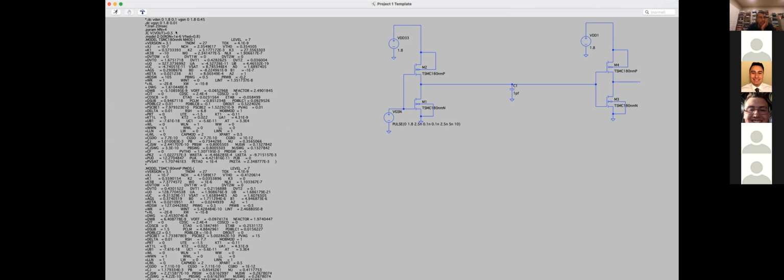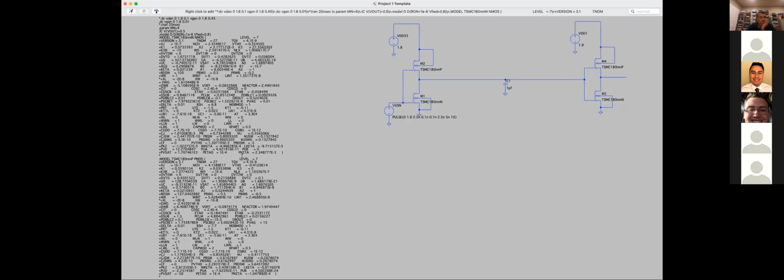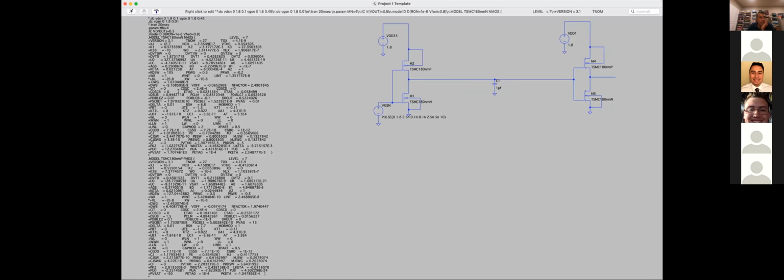So in LT Spice, can you guys see my cursor? Yeah. Okay, great. One thing I like about LT Spice a lot is you actually can put the model file for the transistors for your devices right in the same sheet. So that's this model file over here. This is the model for the NMOS. And this is the model for the PMOS.